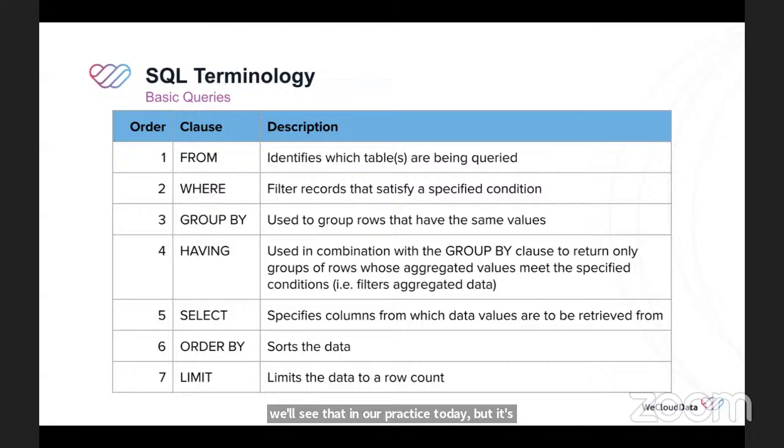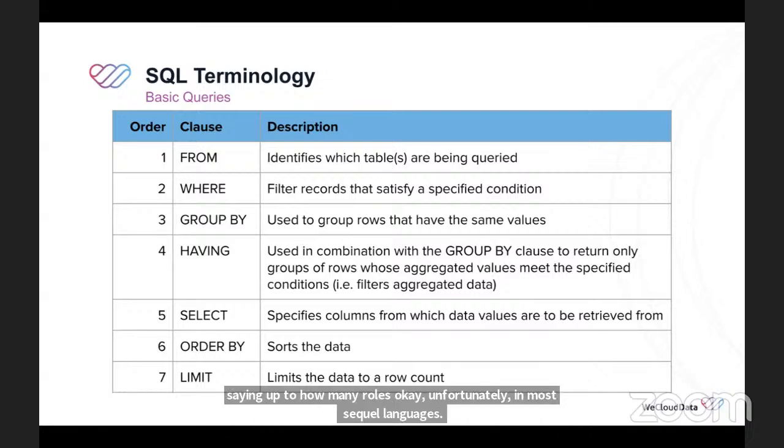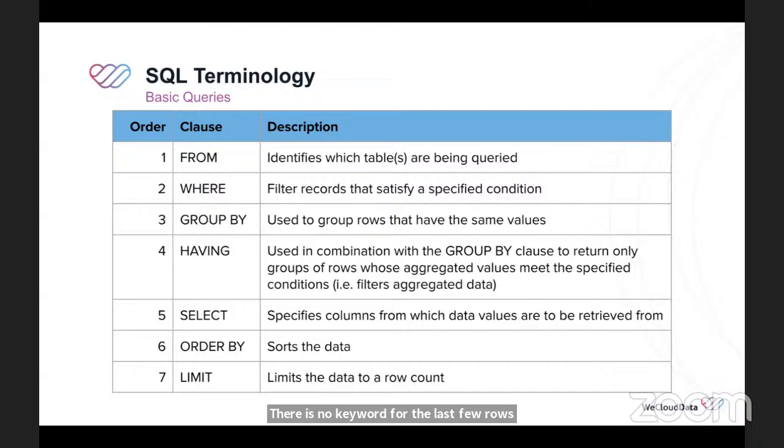Okay. Unfortunately, in most SQL languages, there is no keyword for the last few rows. Okay. So limit is like the first few, but there is no real keyword for the last few. Right? If you do want to get the last few, you have to do some different type of query, right? To rearrange the result and then use limit again to show the first few in the opposite order.